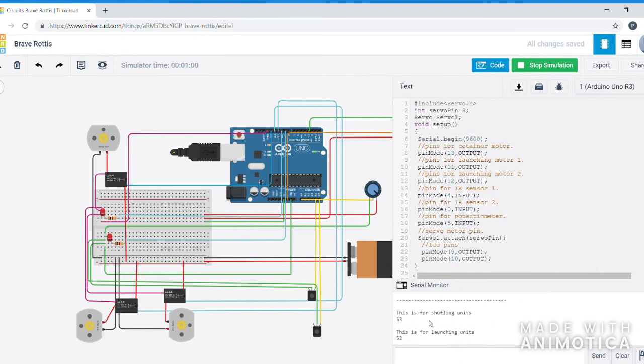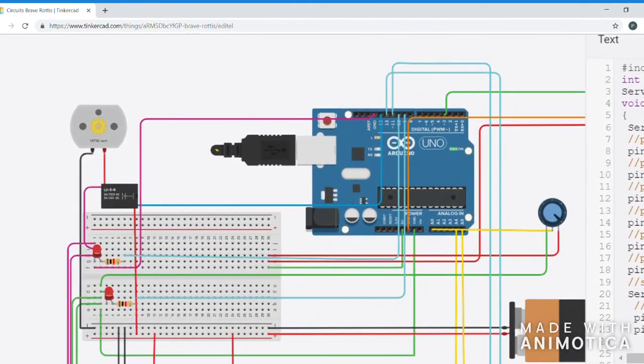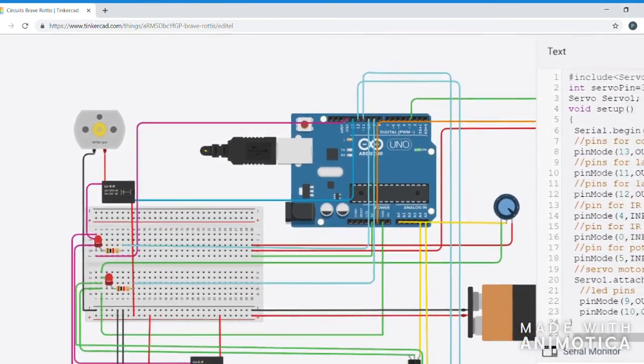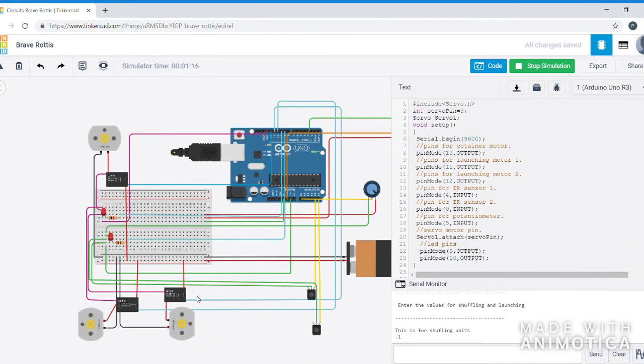So when I enter some positive value for shuffling and launching, you can see here that both the shuffling and launching are off, even the LED. And if I let the default values be entered, it will turn on both the launching and shuffling part. You can see here that the shuffling is taking place and even the launching.